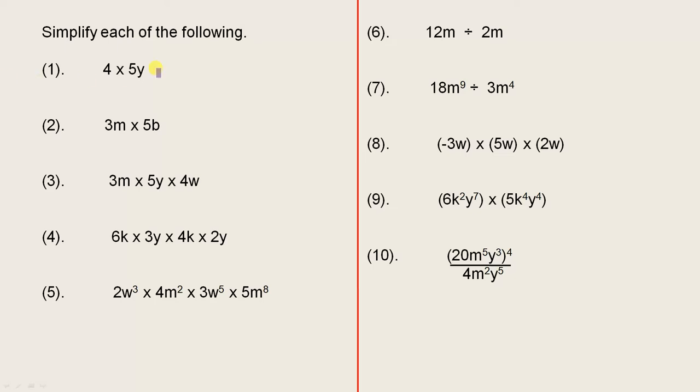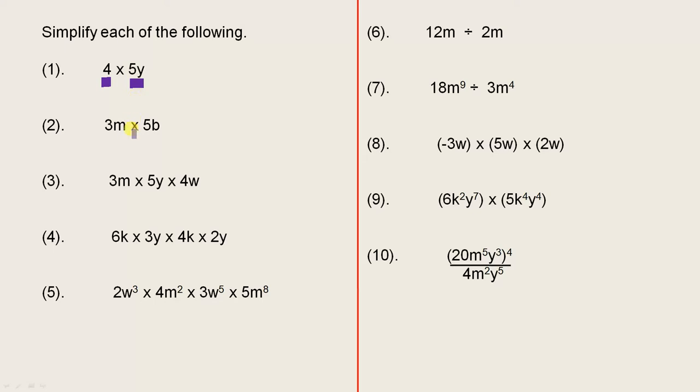Number one. 4 times 5y. Now you can see here we have just a number and here we have 5y. They are definitely unlike terms, but because the operation is multiplication, we can simplify this situation here. We can bring those two terms together and simplify it.